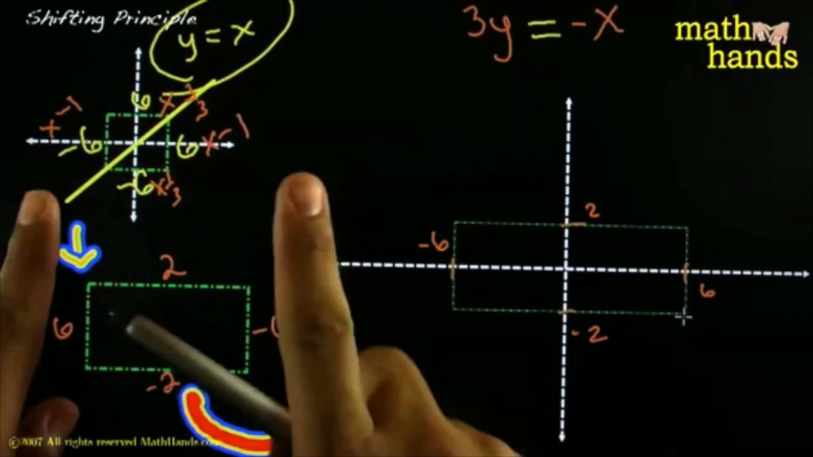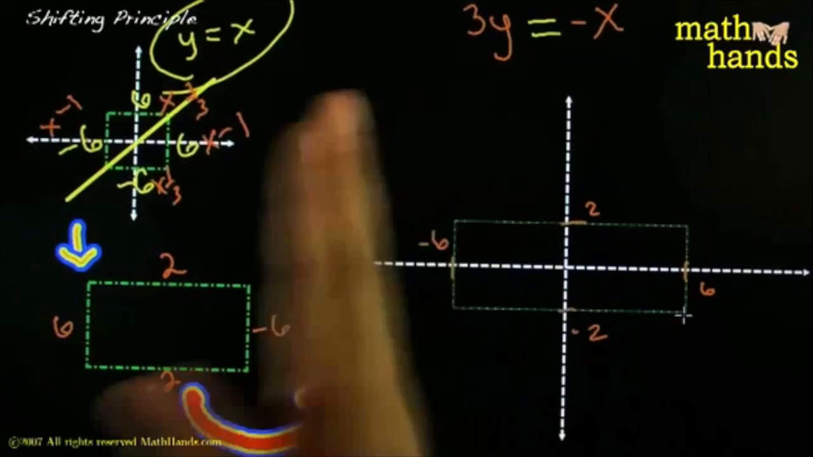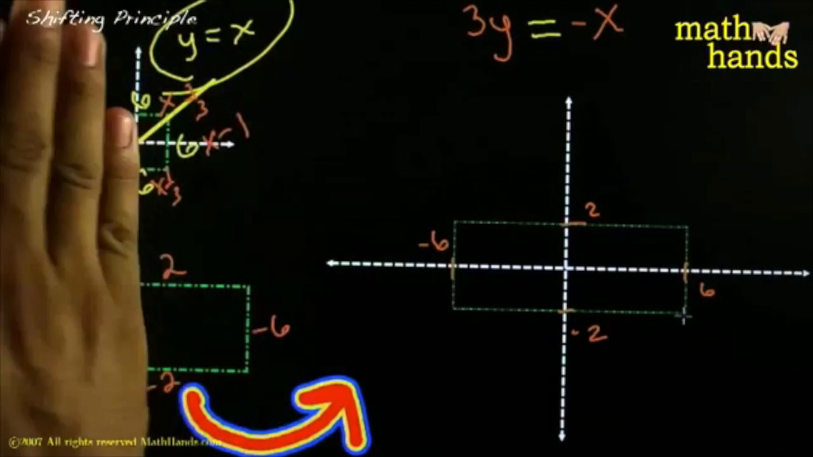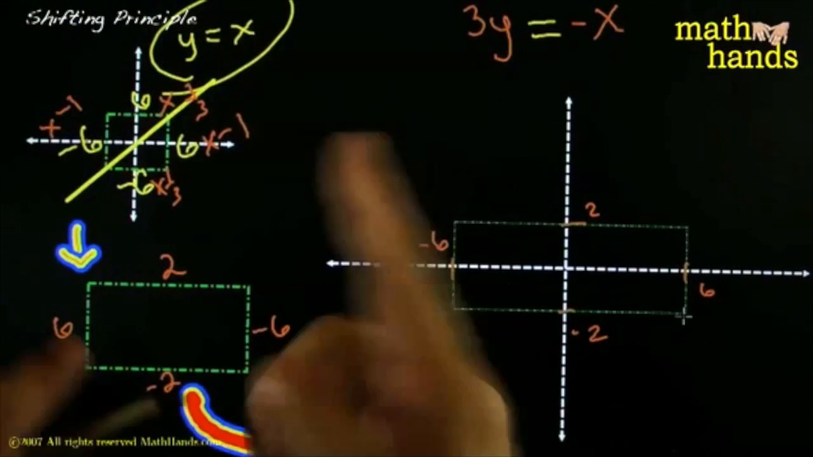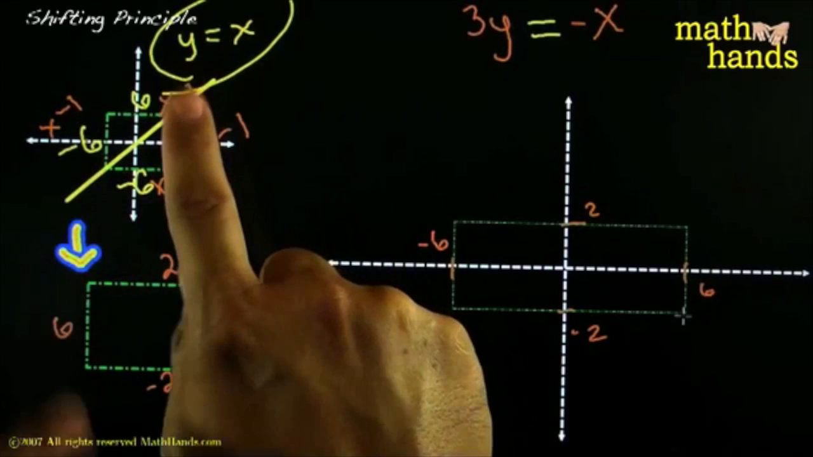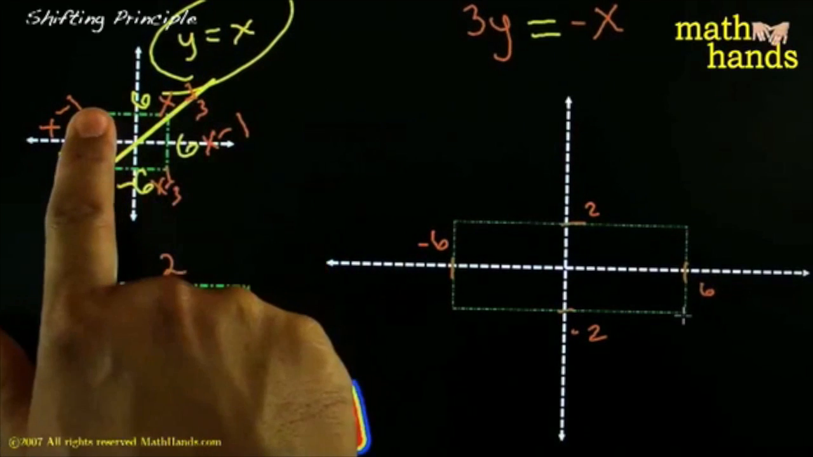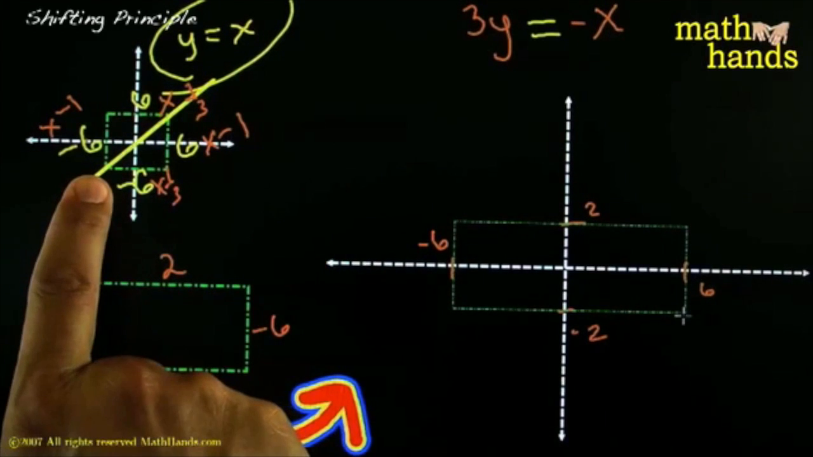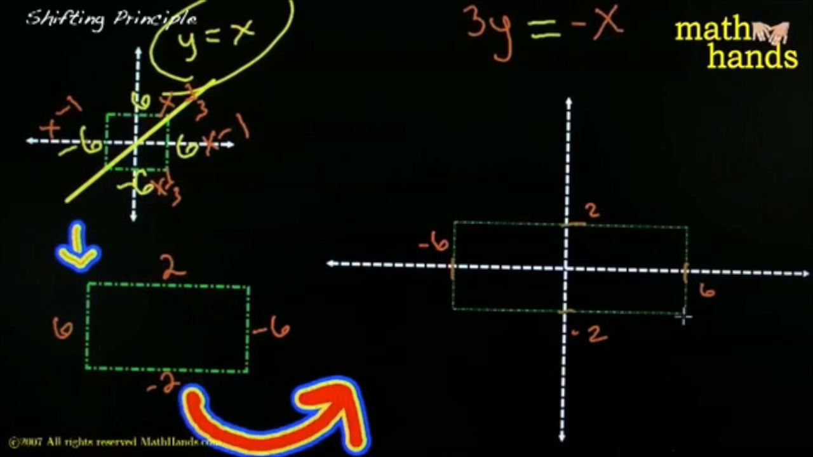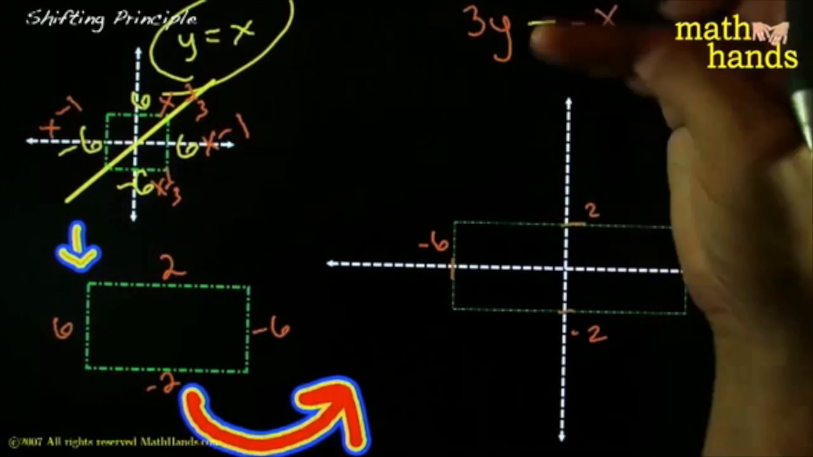And then keep in mind that there was a flip. Positive x's became negative x's. So this part of the line went that way, and this one went that way. So now instead of going through the upper right hand corner, it'll go through the upper left, and instead of going through the lower left, go through the lower right. So the line will look like this.